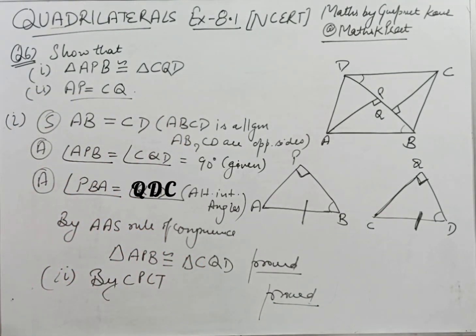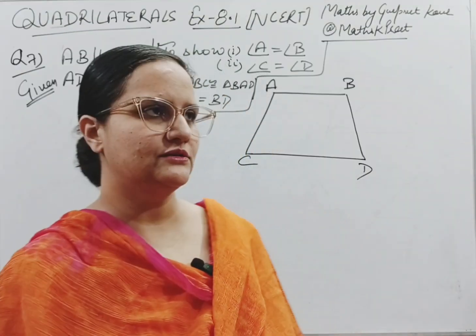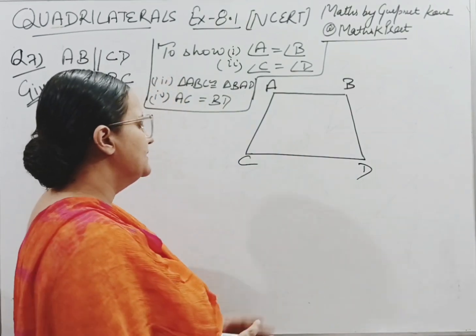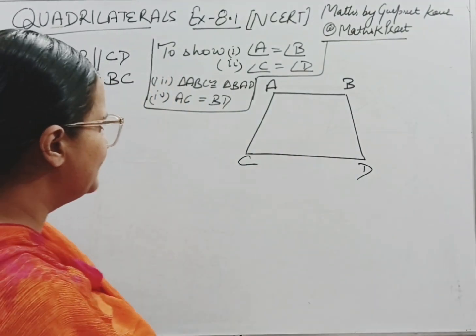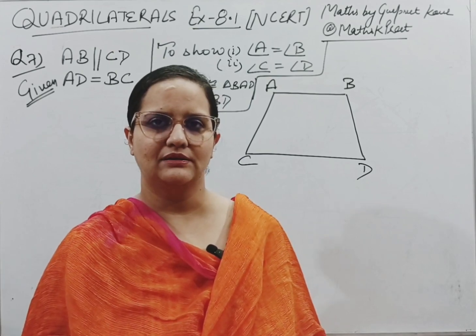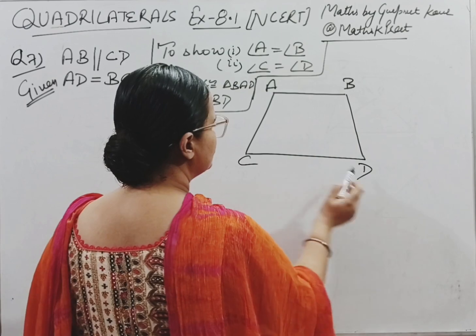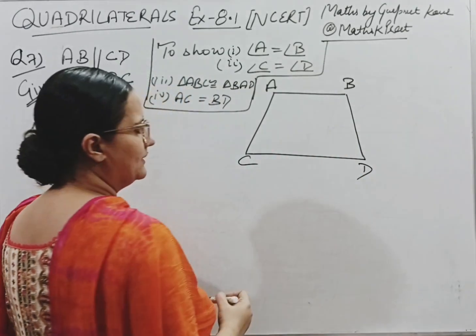Very easy. Let's see question number 7. In the 7th question, a very important question, it is at least of 3 to 5 marks. This figure is given to us. This is a trapezium. A trapezium is a quadrilateral where one pair of opposite sides is parallel and the second pair is non-parallel. So here clearly we can see that AB is parallel to CD but AD is not parallel to BC.